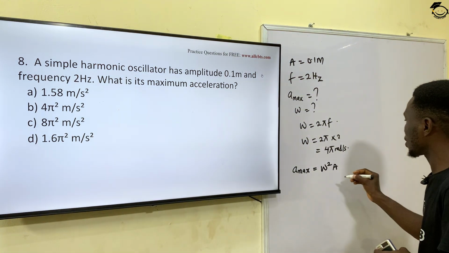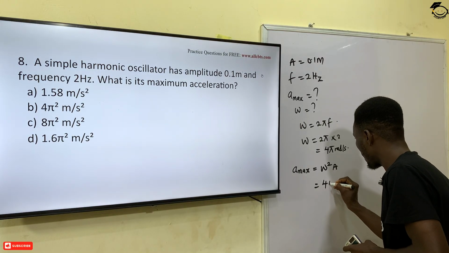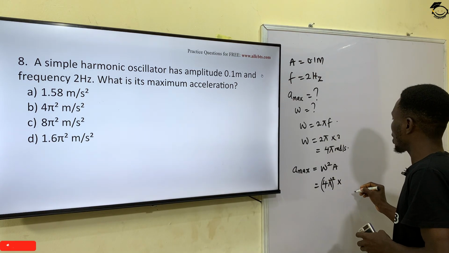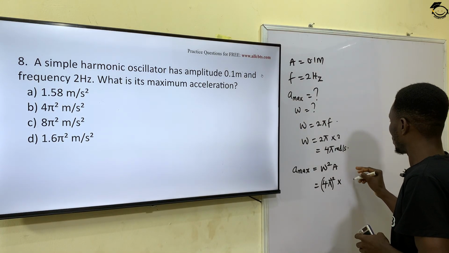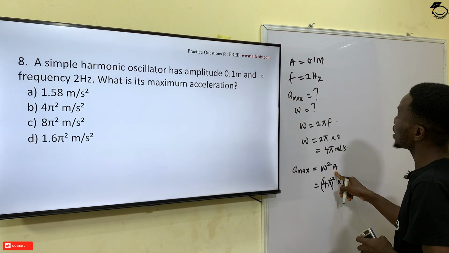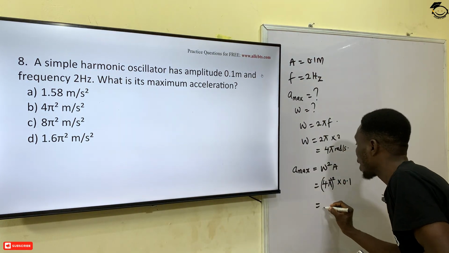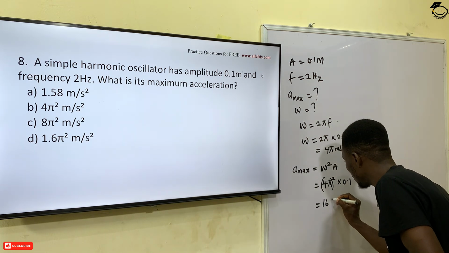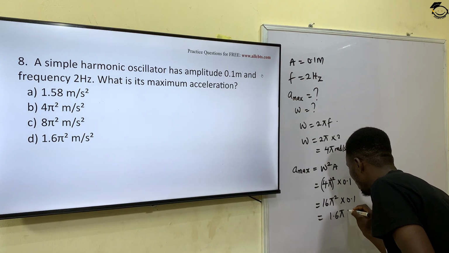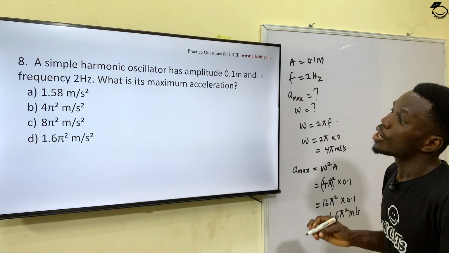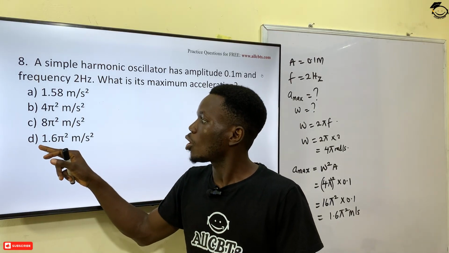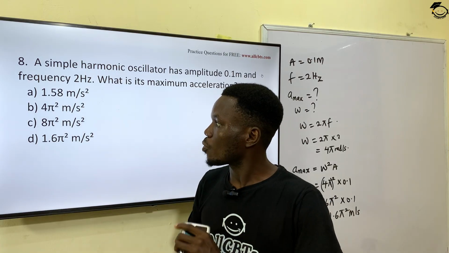Omega squared a. So this is the same as saying that I have (4 pi) squared times 0.1, because my amplitude there is 0.1. So this means that my maximum acceleration here is going to give me 16 pi squared times 0.1, which will give me 1.6 pi squared meters per second squared. So looking at our options, we're going to look for 1.6 pi squared, which is option D.